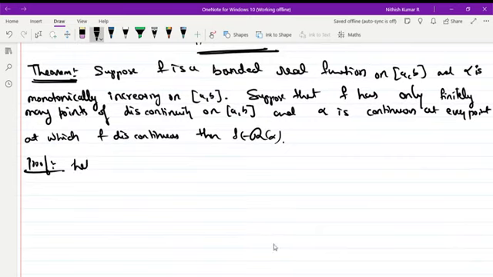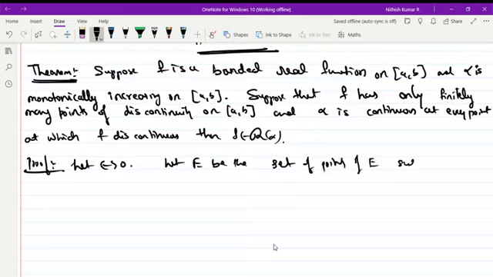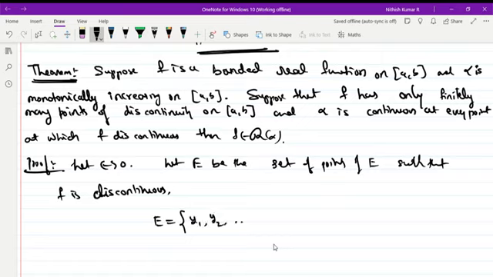So let epsilon greater than 0 be given. Let E be the set of points of [a, b] such that f is discontinuous. Since it is given that E is finite, say E is equal to {y1, y2, and so on up to ym} are the points.